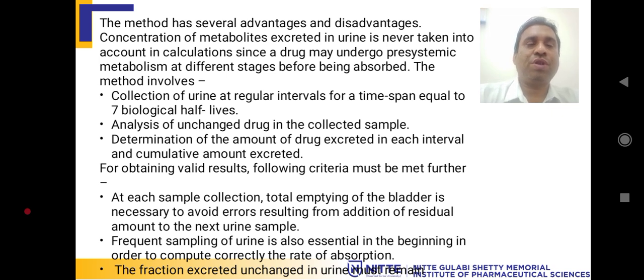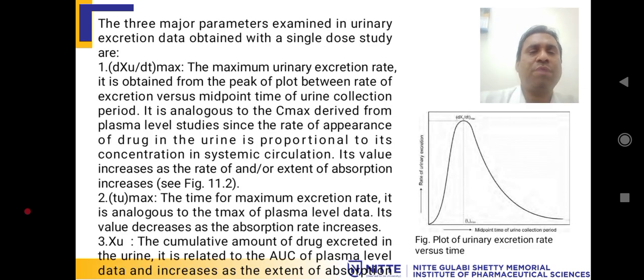Frequent sampling of urine is also essential in the beginning in order to compute correctly the rate of absorption. Fraction excreted unchanged in the urine should be seen. Three major parameters examined in urinary excretion data obtained in a single dose study are dXu/dt max. Now, what exactly is this? You can see the plot of urinary excretion data versus time, where on the top of the peak you can see dXu/dt max, and at the base of this you can see tu max.